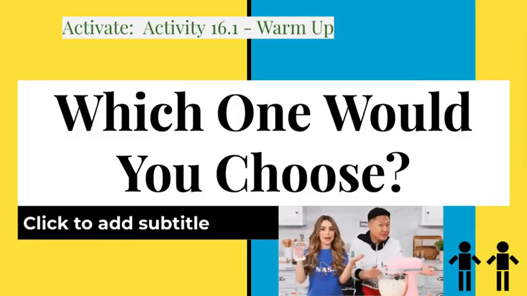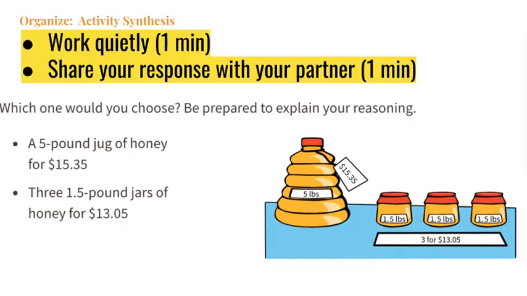Which one would you choose? So I want you to think about these real quick. Which one of these would you choose? A 5-pound jug of honey for $15.35, or 3 1 5/10 or 1.5-pound jars of honey for $13.05.